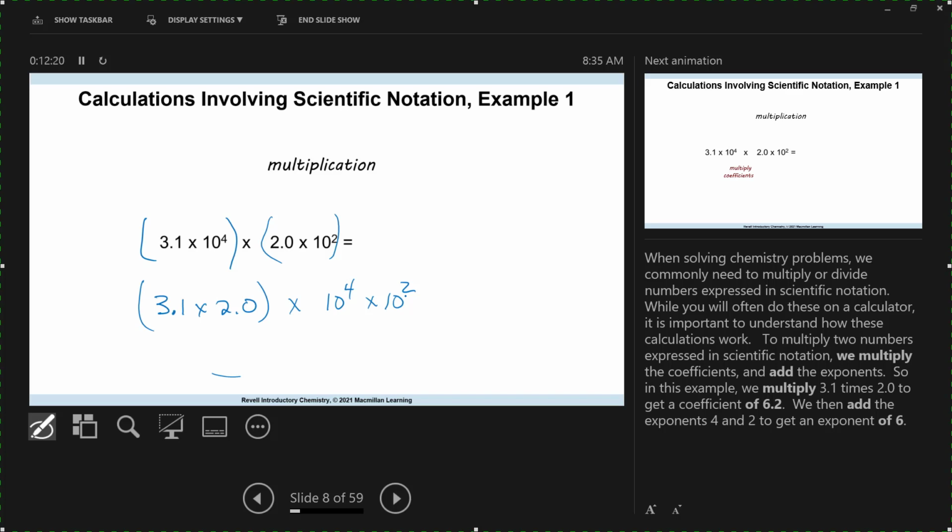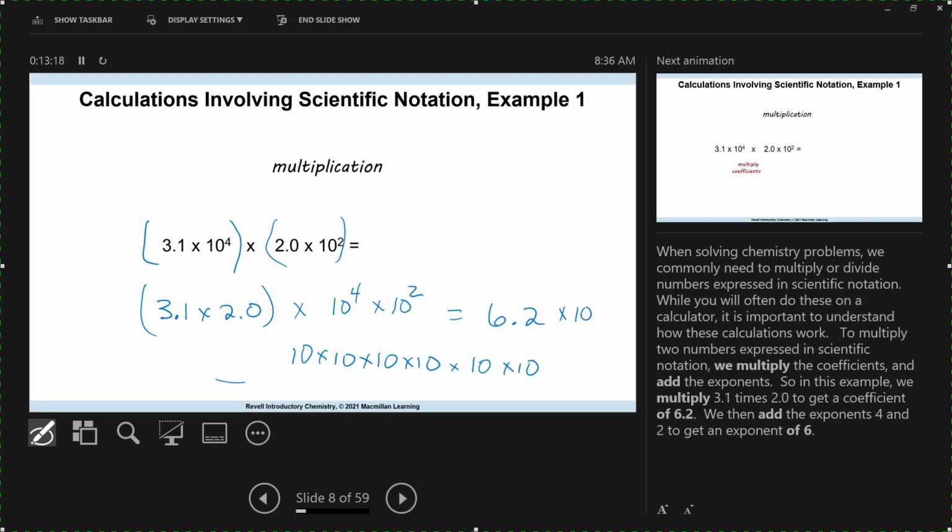So 3.1 times 2 is 6.2. And 10 to the 4th, which is 10 times 10 times 10 times 10, if we want to really write this out just for fun. And then 10 to the 2nd is 10 times 10. So now we have 10 written 6 times. I didn't write in a very straight line, but you get the idea. So that's 10 to the 6th. And you probably know that if you multiply, you add the exponents together. As we wrote it out, there are 6 powers of 10. So we can do that without punching those numbers into our calculator.